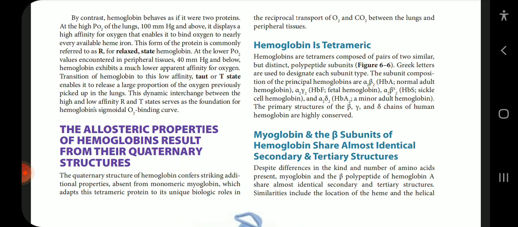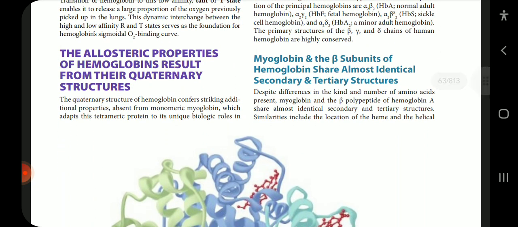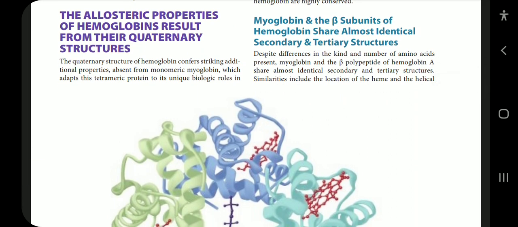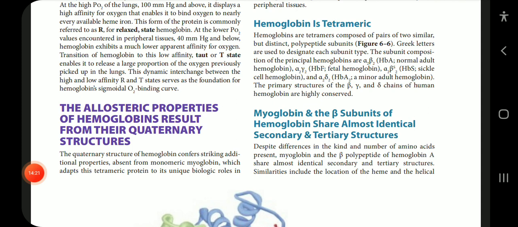The subunit composition of principal hemoglobins are alpha 2 beta 2, HbA, normal adult hemoglobin; alpha 2 gamma 2, HbF, fetal hemoglobin; alpha 2 beta 2 S, HbS, sickle cell hemoglobin; and alpha 2 delta 2, HbA2, minor adult hemoglobin. The primary structures of beta, gamma, and delta chains of hemoglobin are highly conserved. Myoglobin and the beta subunits of hemoglobin share almost identical secondary and tertiary structures. Despite the differences in the kind and number of amino acids present, myoglobin and the beta polypeptide of hemoglobin A share almost identical secondary and tertiary structures.